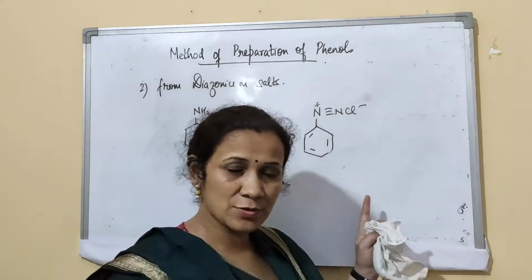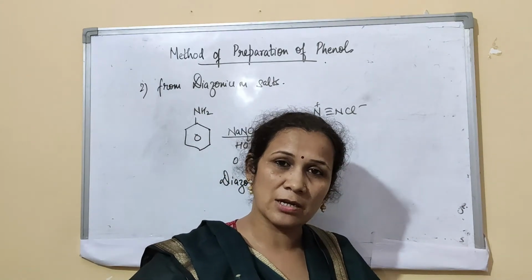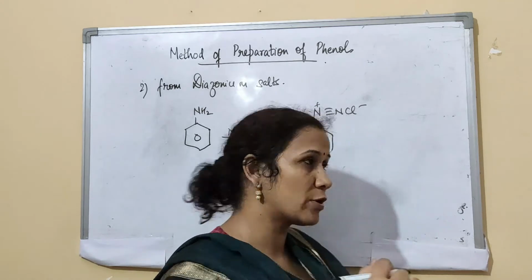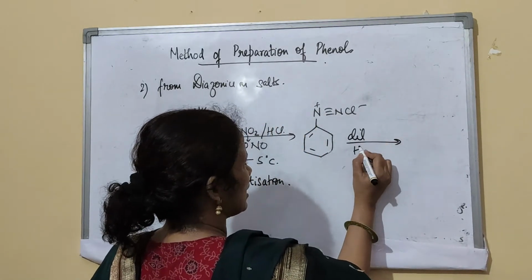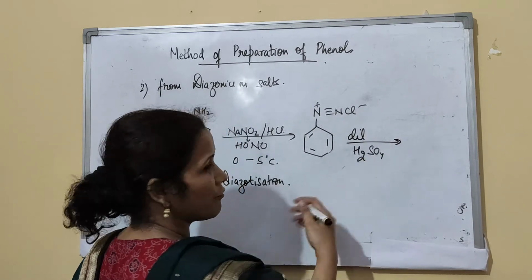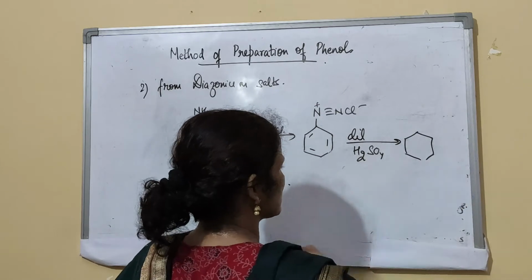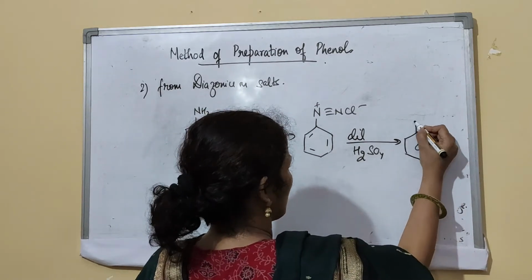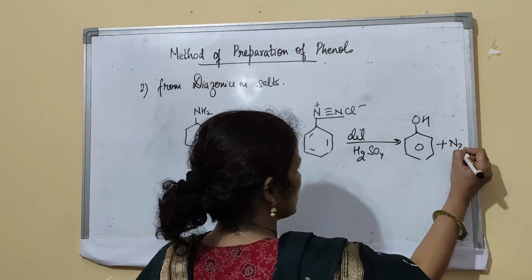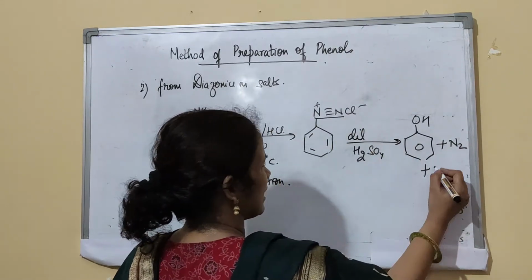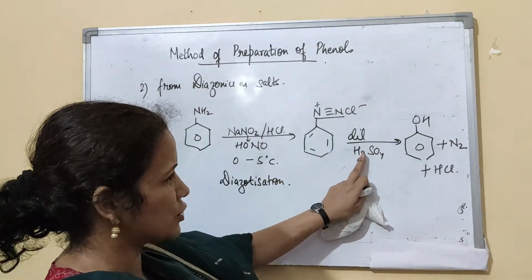Now this diazonium salt is very unstable. It can dissociate further to give you many more other products. So if you hydrolyze it in the presence of dilute H2SO4, then we can again get this. We'll be getting phenol. This will go out as nitrogen gas plus HCl. The Cl will come from here and hydrogen ion from here.